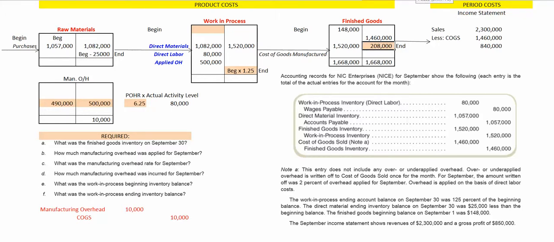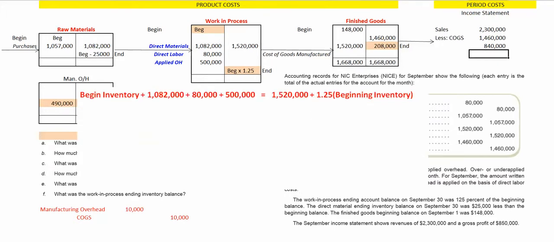$208,000. Finally, we're going to have to apply a little bit of algebra to solve our final problem here. We know both sides of our work in process box have to equal. So our beginning balance, which we don't know what it is yet, plus direct materials, plus direct labor, plus applied overhead, has to equal cost of goods manufactured and our ending inventory. Algebraically, we have the following equation. Beginning inventory plus direct materials plus direct labor plus applied overhead has to equal cost of goods manufactured plus 1.25 times beginning inventory.